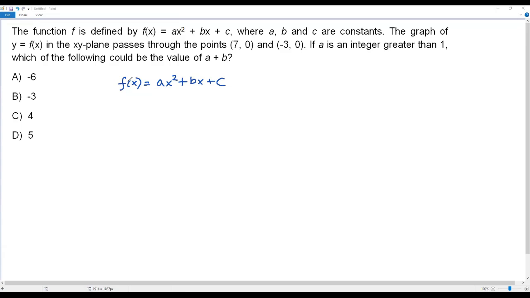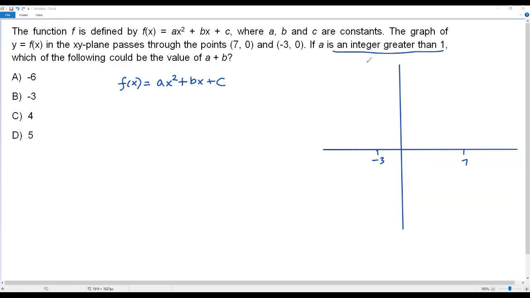Okay, let me draw a rough sketch of the given quadratic function. The question clearly says the parabola has 2 x-intercepts, (7, 0) and (-3, 0). Let me mark -3 over here and 7 over here. The parabola opens up because the value of a is greater than 0, because the question says a is an integer greater than 1. Since it is greater than 1, it is also greater than 0. The parabola has to open up and it passes through the points (7, 0) and (-3, 0).